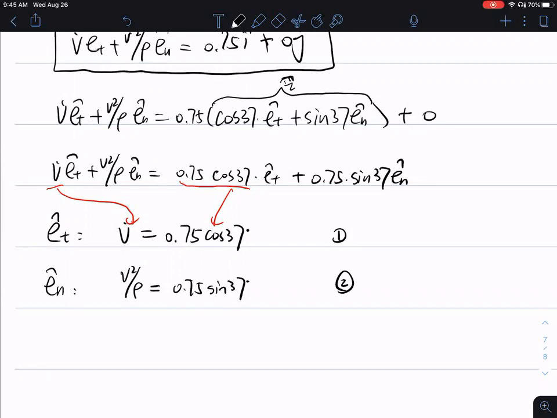We know we're trying to solve for V dot. Wow, V dot is very obvious. 0.75 times cosine 37. You get V dot right away. That's one of your answers. And here on the bottom, we want to find out what is rho. So move rho to one side and the rest to the other side of the equation to find rho.